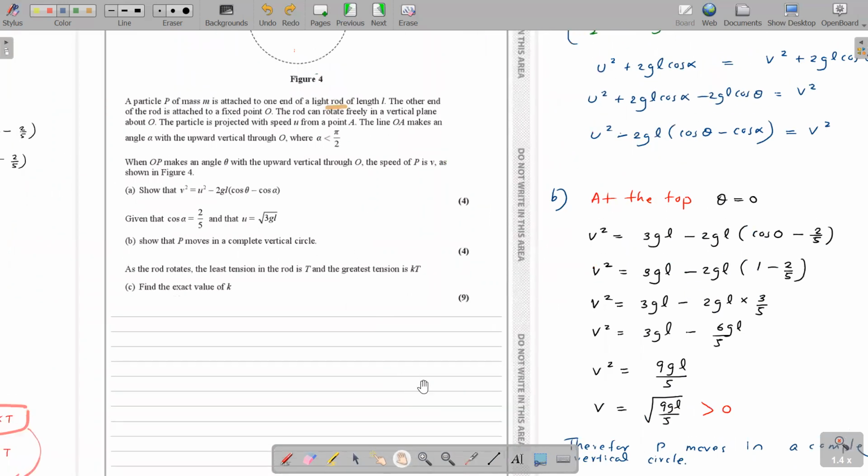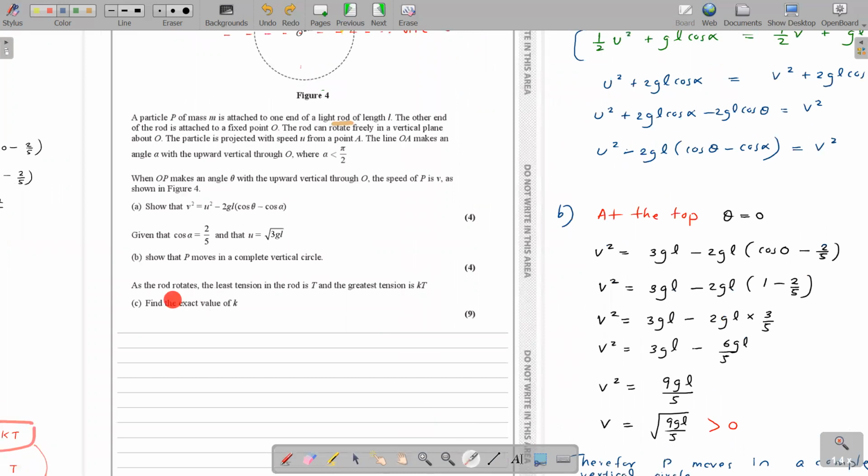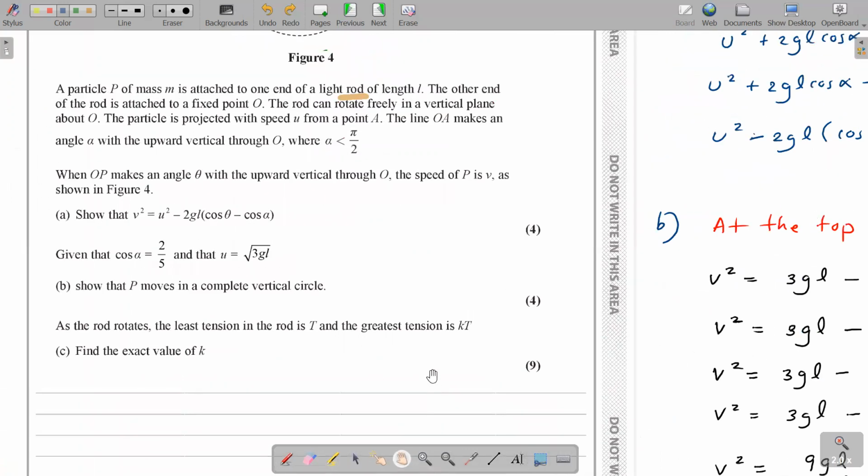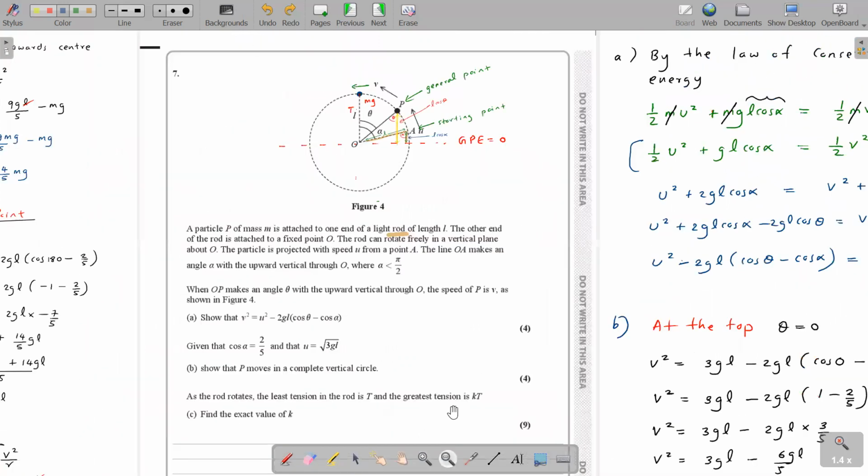So I'll move on to the last part. As the rod rotates, the least tension in the rod is T and the greatest tension is KT. Find the exact value of T. Guys, you can see it's 9 marks. This is where most of the marks lie in this question. Now the question I need to ask you, which you need to know before starting: where do we get the least tension and where do we get the greatest tension? There are very specific points.